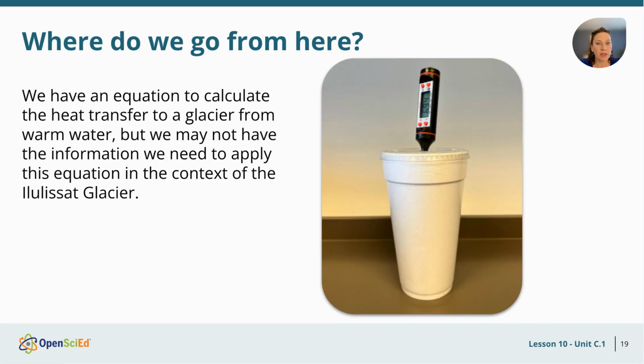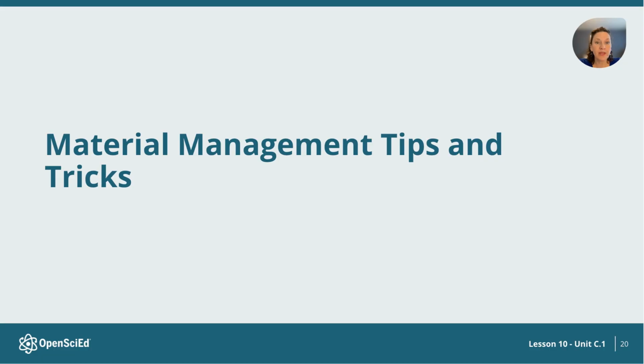So where do we go from here? We've got an equation to calculate heat transfer to a glacier from warm water, but we may not have the information that we need to apply this equation in the context of the Ilulissat Glacier. We realize that we do not know what affects the amount of ice melt other than incoming heat. In the next lesson, we'll plan and conduct an investigation to measure the temperature change and the mass change of the melting ice. Now here's a few tips and tricks.